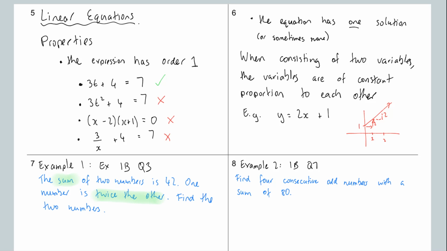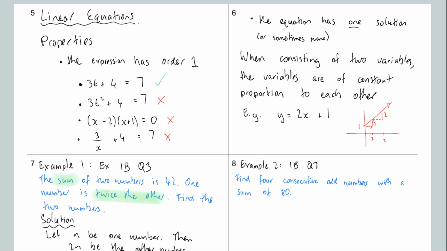The next thing we tend to do with word problems like this is in our solution, we tend to set up the variables. Now you can do it formally or informally. I like to be a little bit formal, so I say something like, let n be one number. Then, now it says one number is twice the other, so that means the other number must be 2n, if that kind of makes sense.